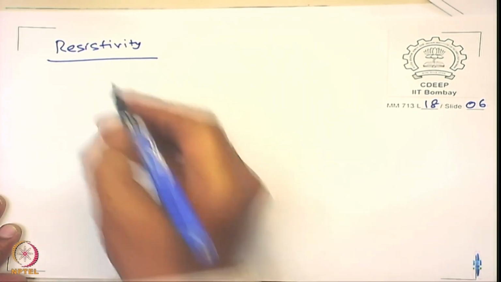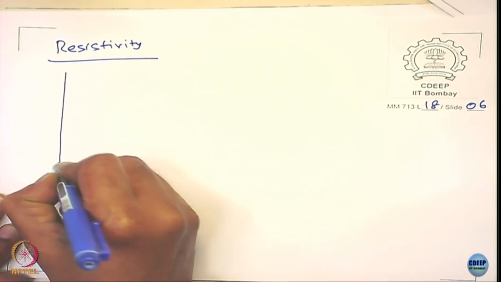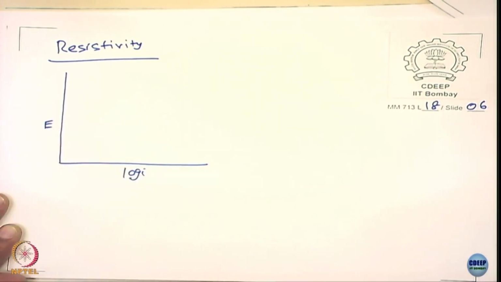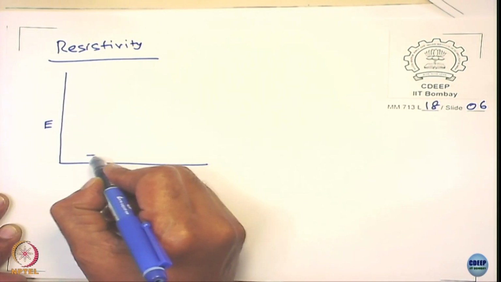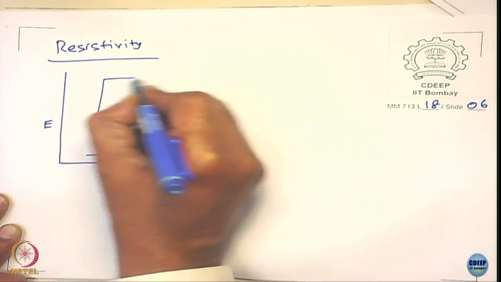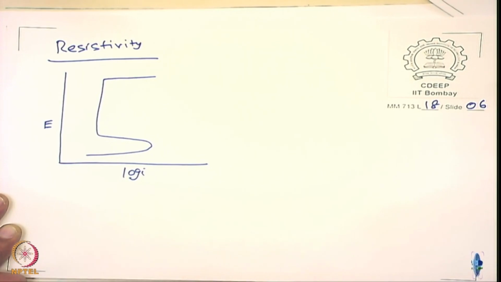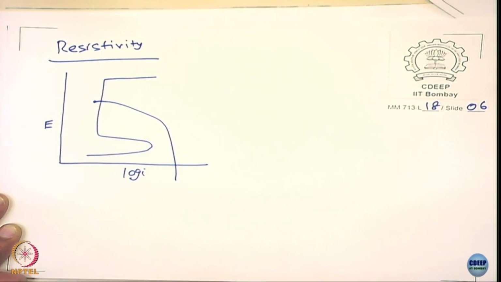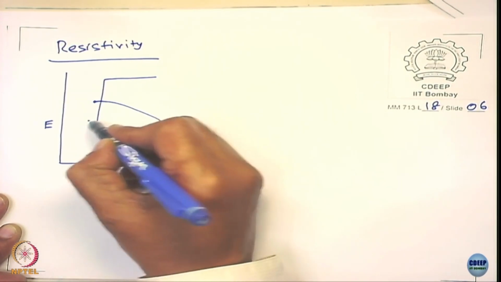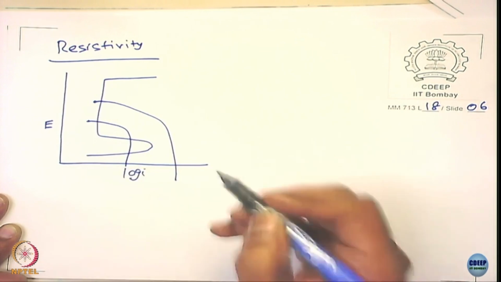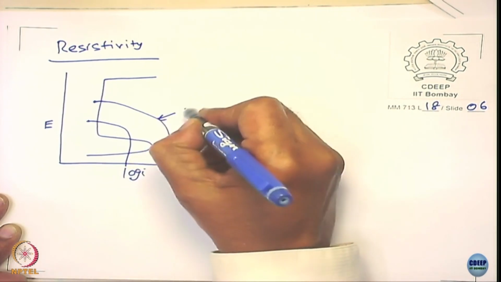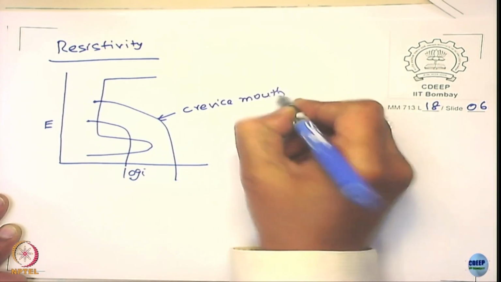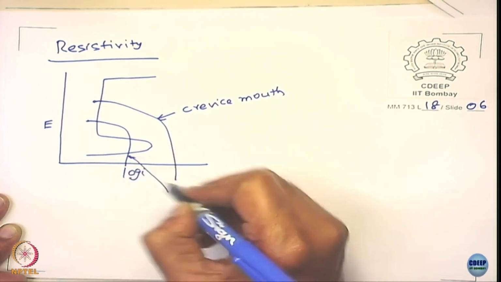Let us take the case of, I think you guys are all familiar with the polarization curves of, if the oxygen concentration is more, it starts passivating. If the oxygen concentration is little less, right, this is the crevice mouth and this is your crevice. Can I say that?